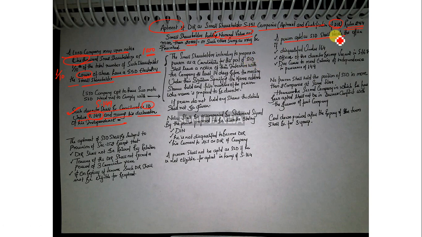A person appointed as a small shareholder director shall vacate the office if he is disqualified under section 164, disqualification of director. Office also vacates under section 167 if he fails to meet the criteria of independence under section 149.